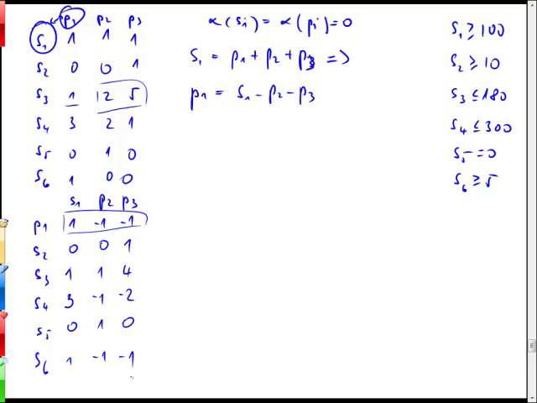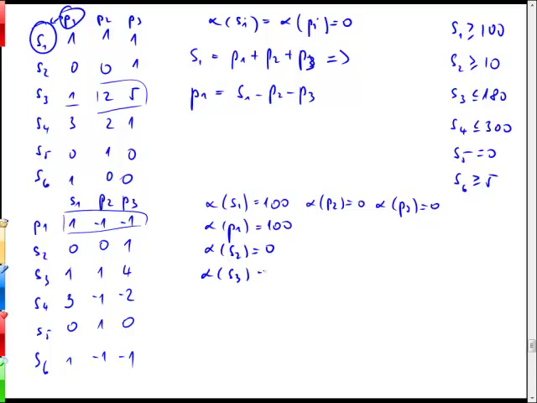I have to recompute the assignments. So S1 is now on its bound, and P2 and P3 remain 0. Now for the rows, P1 is 100, S2 is 0, S3 is 100, S4 is 300, S5 is 0, and S6 is 100. Okay, we are done with the pivoting step, and check again.